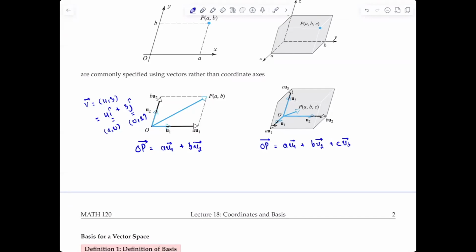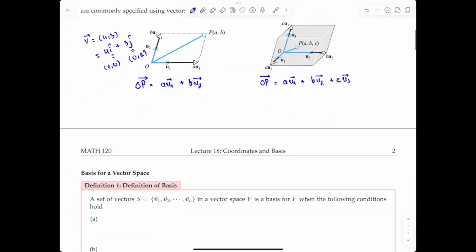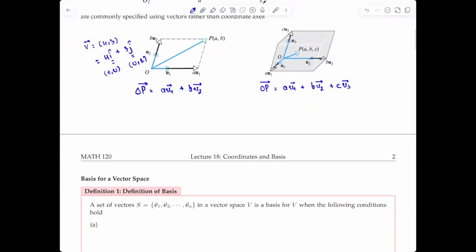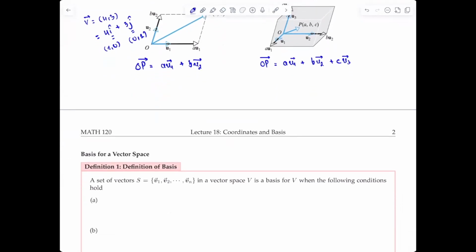In this case, we don't have a regular rectangular coordinate system. You have a different coordinate system that helps us describe directions, in this case, a vector OP. We no longer use the standard unit vectors I, J, and K, but we use some non-standard unit vectors U1, U2, and U3. However, these U1, U2, and U3 are going to be the vectors in the basis of the non-standard or non-rectangular coordinate system. That is the essence of the definition of basis.